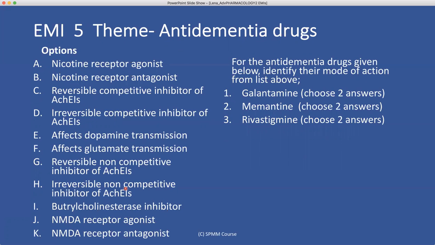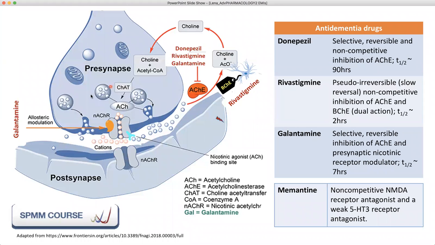Question 5, anti-dementia drugs. For the anti-dementia drugs given below, identify their mode of action. Each of them requires two answers from us: galantamine, memantine, and rivastigmine. Let's review the mechanism of action of anti-dementia drugs. Most anti-dementia drugs increase the availability of acetylcholine at the synaptic level. So donepezil, rivastigmine, galantamine, all of them increase the availability of acetylcholine.